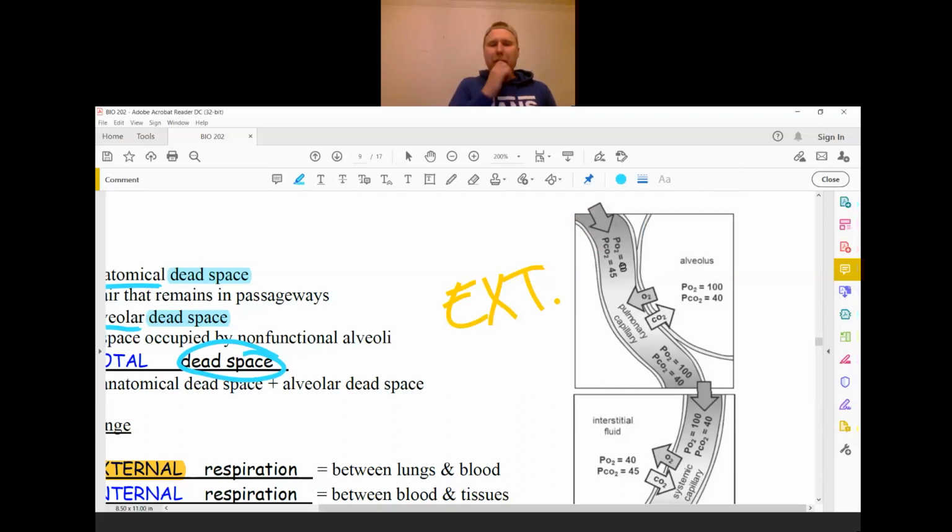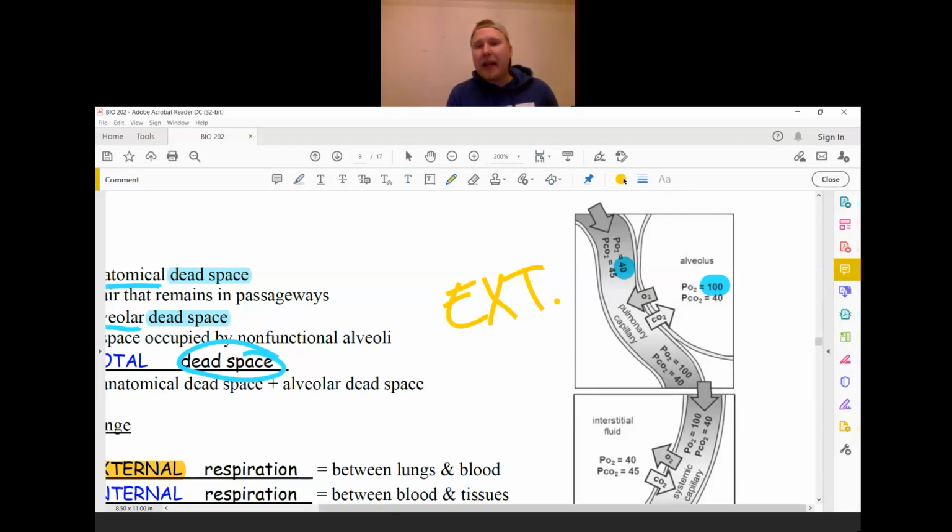So what we'll notice, the blood that returns from the systemic circulation is going to have about 40 millimeters of mercury for the partial pressure of the oxygen, whereas the partial pressure of the oxygen within the air around us is about 100 millimeters of mercury.